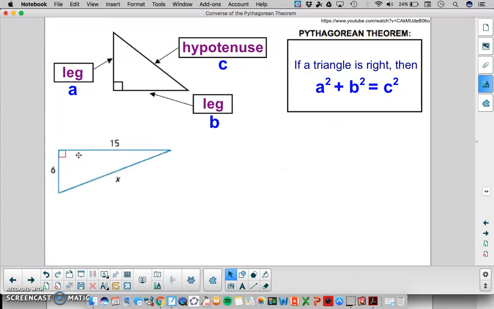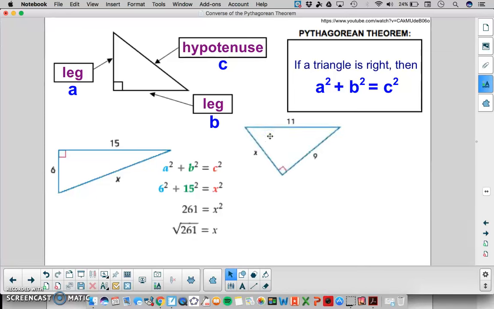So for this triangle here, I'm going to use a squared plus b squared equals c squared. A and b are going to be the 6 and 15, and it actually doesn't matter which leg is a or b, as long as those are the legs. So 6 squared plus 15 squared equals x squared. 6 squared is 36 plus 15 squared, which is 225, gives us 261 equals x squared. And the square root of 261 will be our answer.